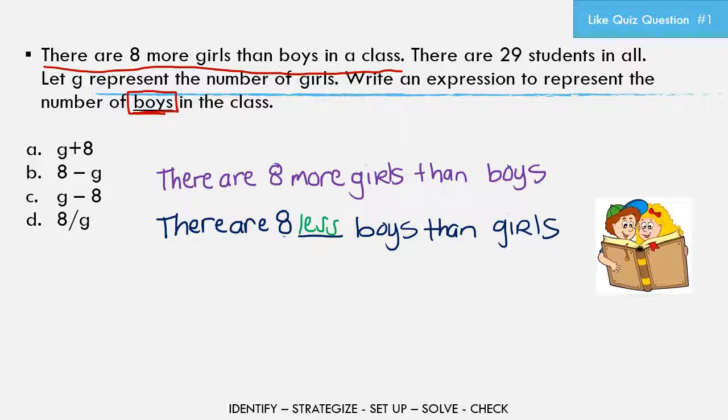Since we're switching it, there are 8 more girls than boys, which is how the problem gives it to you, but we need it in terms of boys. So if we think of it that way, there are 8 less boys than girls. And what this is telling us is that the number of boys is equal to the number of girls minus 8, because there are 8 less boys than there are girls. So that's going to be C.